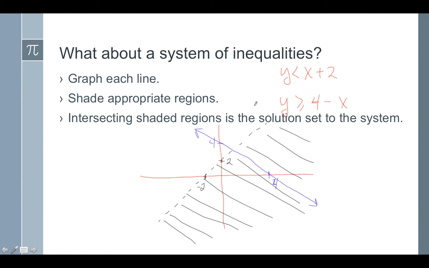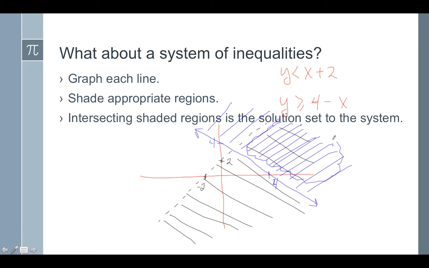I'm going to do the same thing as before. I'm going to test the point 0, 0, and I get 0 is bigger than or equal to 4. That's not true. So that's on the opposite side there. So notice the intersection of my shaded region. So it's everything in here. It's in this little section here, the cross section or the intersection of the two shaded regions. That is the solution set.